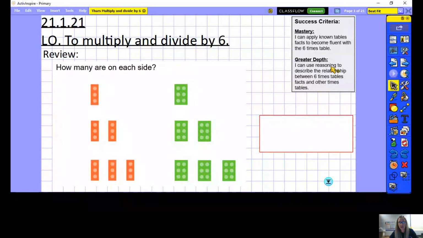Okay, so today our learning objective is to multiply and divide by 6. So if you could pause the video now and write today's learning objective with the date and underline these. Okay, brilliant. So I want you to start by reviewing here. How many are on each side? Can you write down how many are on each side and use the visual representations to help you? Pause the video now while you do that.